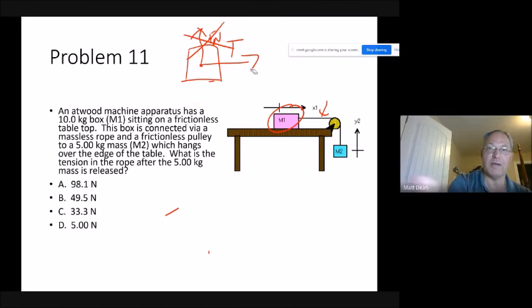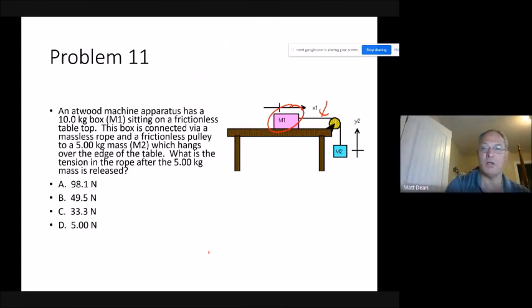So now let's just think about box M2. So we're going to get the same answer going about it a different way. Let's draw a free body diagram for box M2. We've got Fg acting down, and we have the tension in the rope pulling that box up.